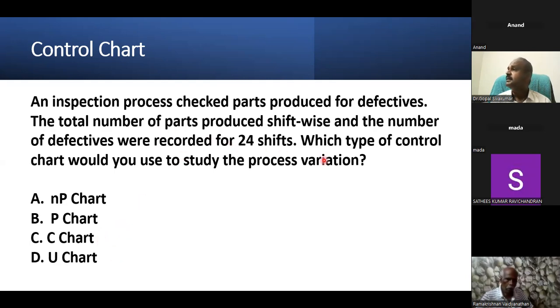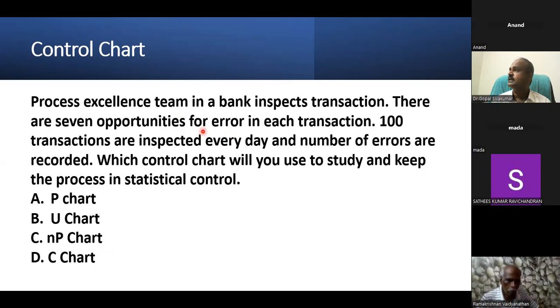And 100 transactions are inspected every day. That means the subgroup size is constant. So we will go for the C chart.